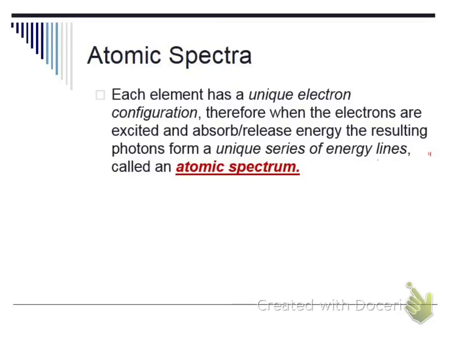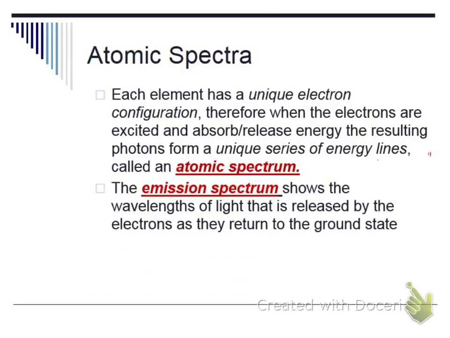photons that are released have a unique series of energy lines. We call that atomic spectrum. Within the atomic spectrum, you can have the emission spectrum, which shows the wavelength of light that is released when they are going back down to their ground state. Because remember, they absorb energy, jump up to the excited state, release that energy in the form of a photon, and fall back down to the ground state. So that's the emission spectrum.